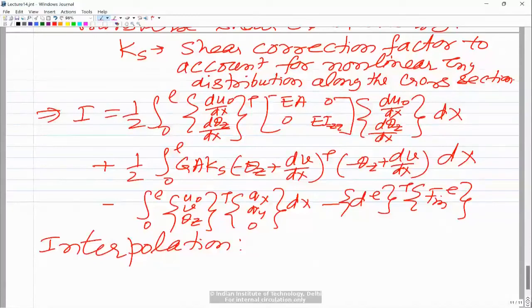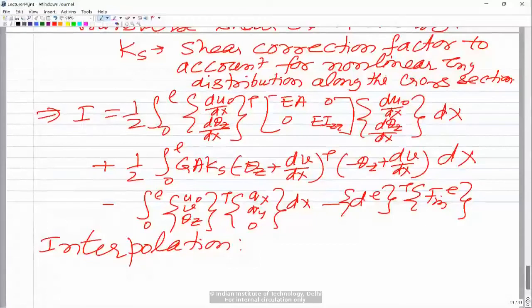The second is completeness. So we should have a complete polynomial. If we have a linear term, we must have a constant term. If we have a quadratic term, we must have constant and linear terms. And third is that it should satisfy the inter-element compatibility requirement. In this case, the primary variables are u naught, v, and theta z. Now you remember in Timoshenko beam theory, dv by dx is no longer a primary variable, whereas in Euler-Bernoulli beam theory dv by dx was a primary variable, so we needed v to be C1 continuous, that is v and dv by dx to be continuous across the elements. But here dv by dx is coming in the definition of shear stress, so it behaves like a secondary variable. So the primary variables are only u naught, v, and theta z, and they should be continuous across the element.